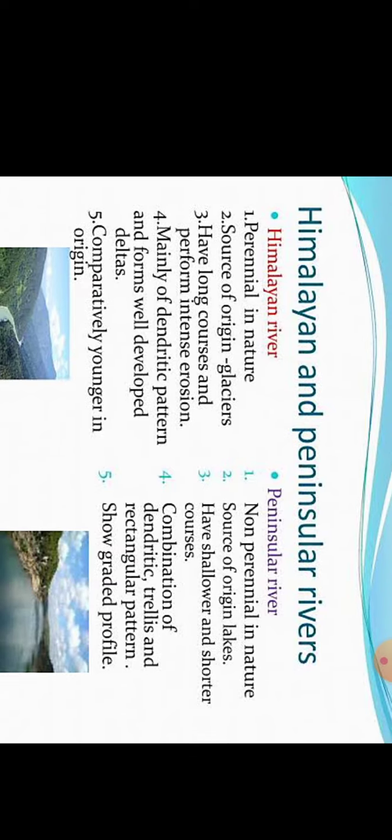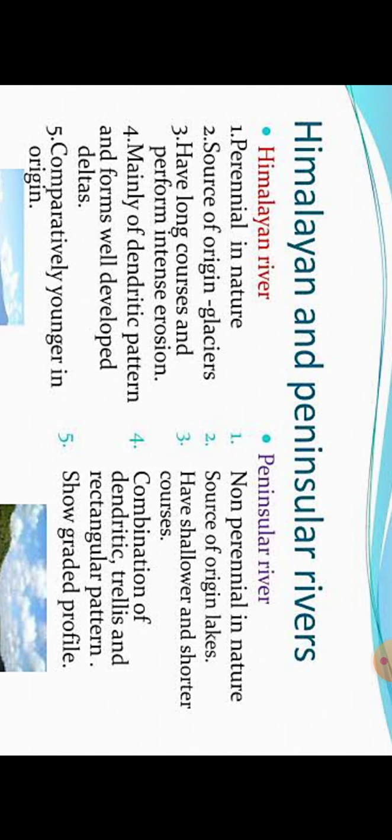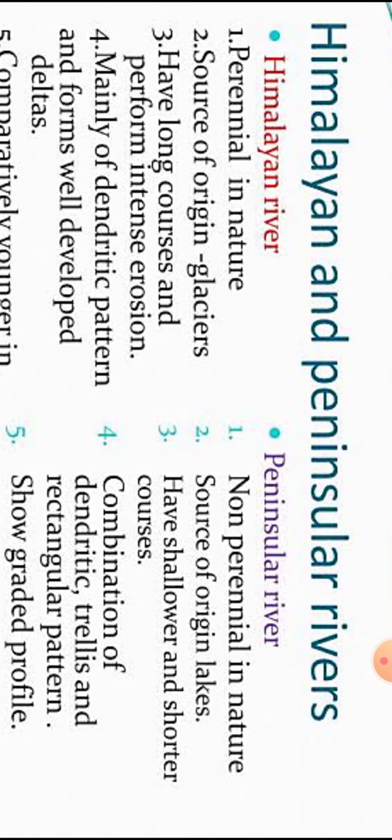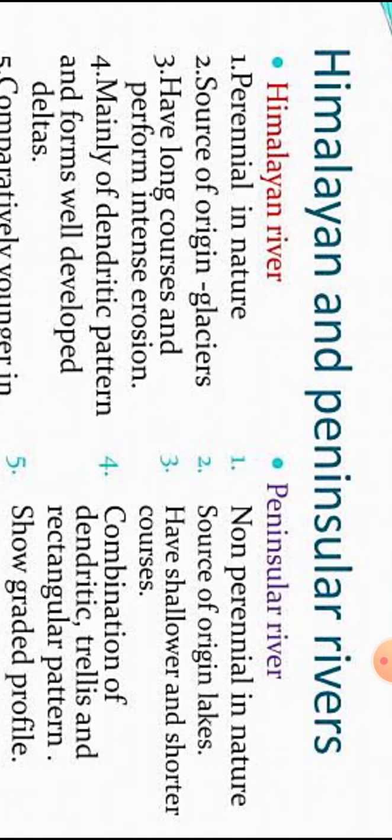Observe here the difference between the Himalayan rivers and the peninsular rivers. Himalayan rivers always contain water because most of them are perennial rivers, and peninsular rivers are non-perennial. What is perennial and what is non-perennial? Perennial rivers always contain water throughout the year and never depend upon rain. Even in summer they never dry up. These rivers originate from glaciers.